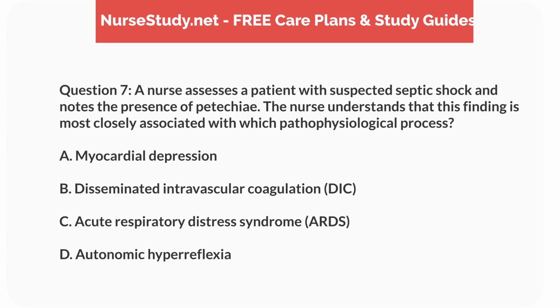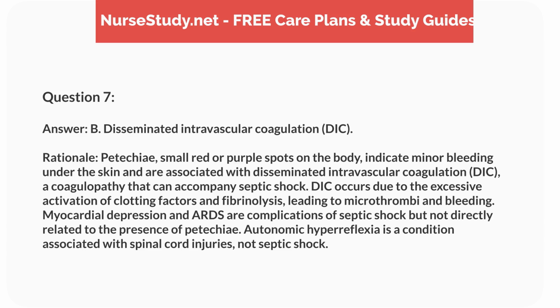Acute respiratory distress syndrome, ARDS. D. Autonomic hyperreflexia. Answer: B. Disseminated intravascular coagulation, DIC. Rationale. Petechiae, small red or purple spots on the body, indicate minor bleeding under the skin and are associated with disseminated intravascular coagulation, DIC, a coagulopathy that can accompany septic shock.